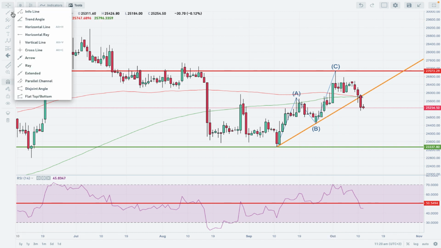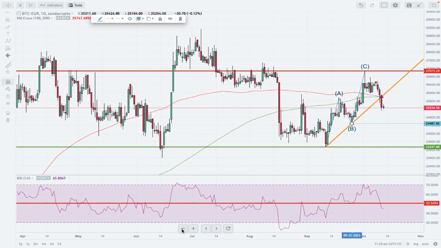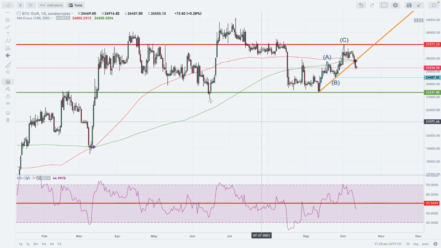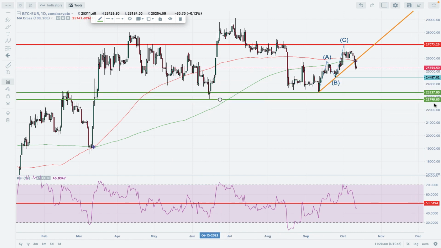The next target, the immediate target for the bears, is located at the lows of the wave B, 24,487 euro. And then if this level is violated, we will test the September lows at 23,337. There is one more important level here, which might of course be tested later on. If we zoom out, we can see this level. Let me just copy this line to make it quicker. There you go. This is 22,790. That's the low from June 15th of June 2023.